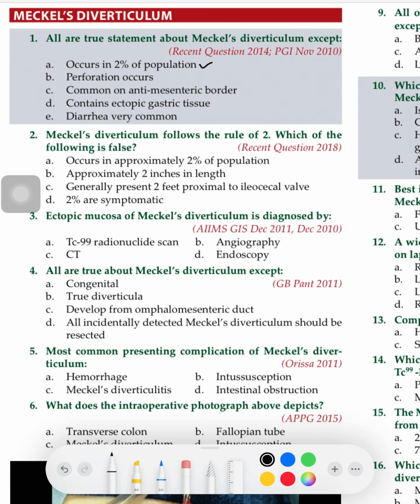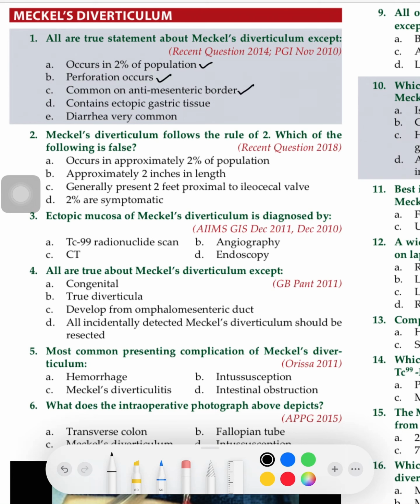That is right. Meckel's diverticulum is seen in 2% of the population, most commonly within 2 years of age, and is 2 inches in length, that is about 5 centimeters, and 2 feet from the ileocecal junction, that is around 45 to 60 centimeters. So perforation can occur. This is because there is heterotopic gastric mucosa, which is most commonly seen, and it is seen on the anti-mesenteric border.